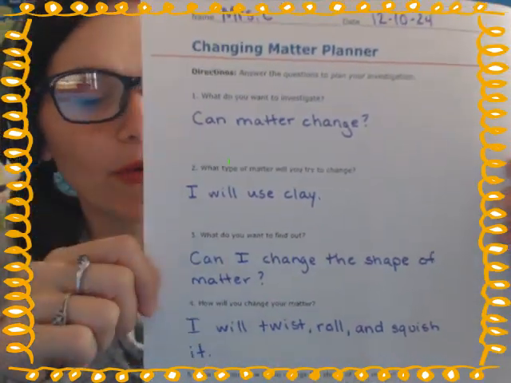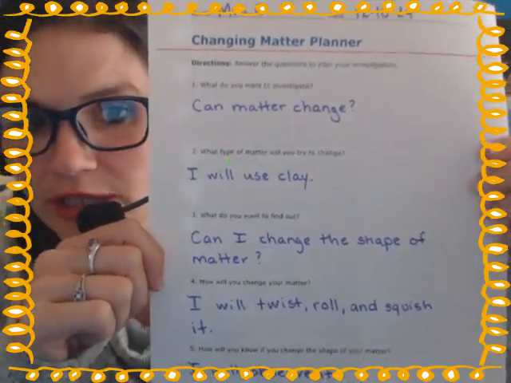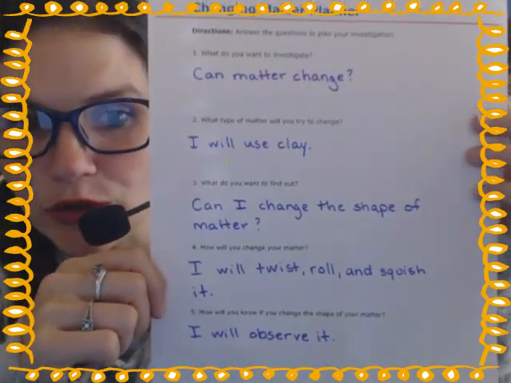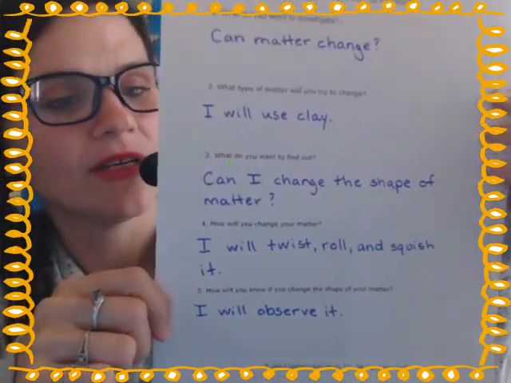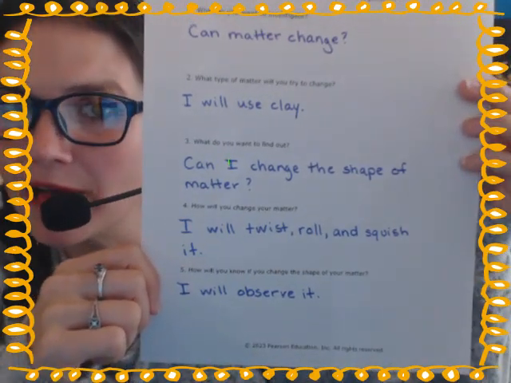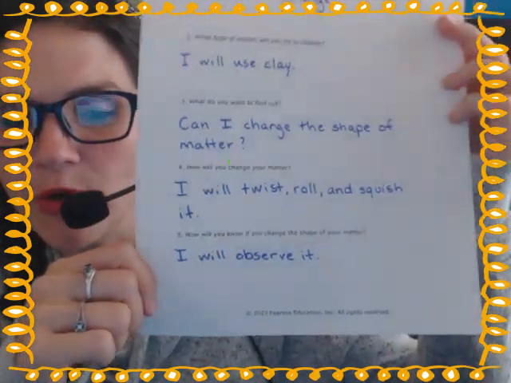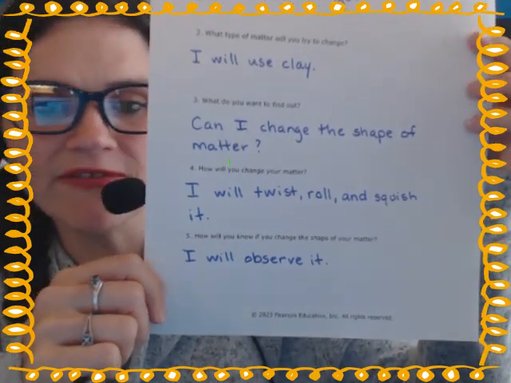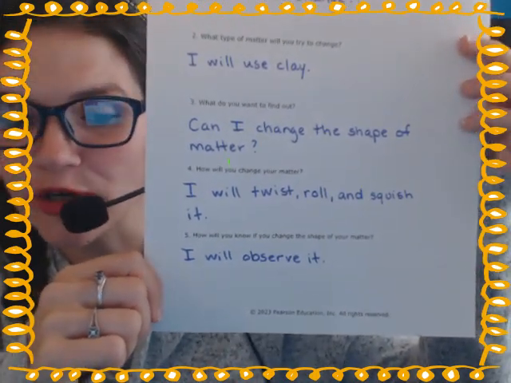So for number 1, I wrote, can matter change? That was what I wanted to investigate. For number 2, I said, I will use clay. For number 3, I said, can I change the shape of matter? For number 4, I said, I will twist, roll, and squish it. And for number 5, I wrote, I will observe it.